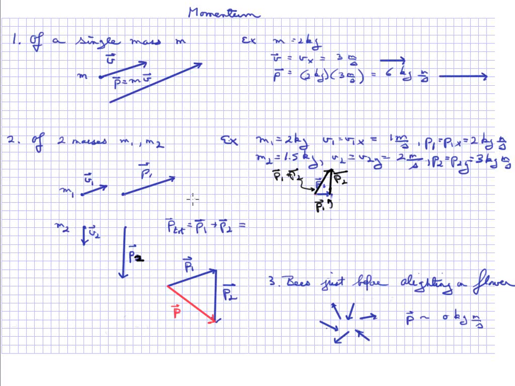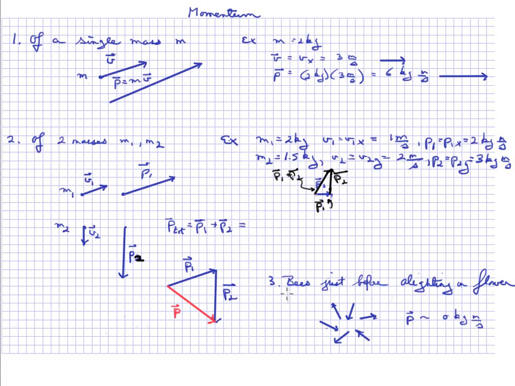So nothing new about adding vectors. You can use the tip to tail technique, which is what I usually do in class. But as I said, we're going to see that the total momentum is something to pay attention to. We're going to find in certain situations it's conserved, and so we want to know how to compute it.